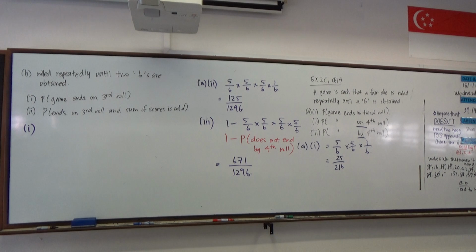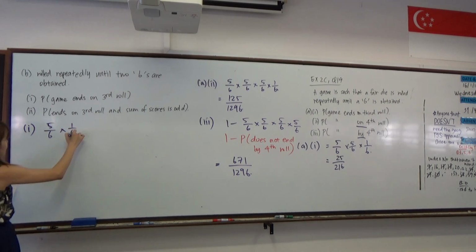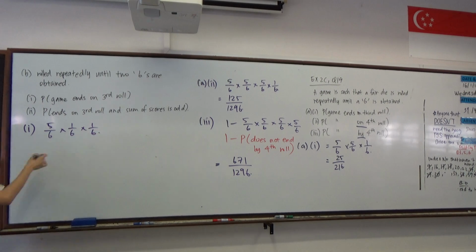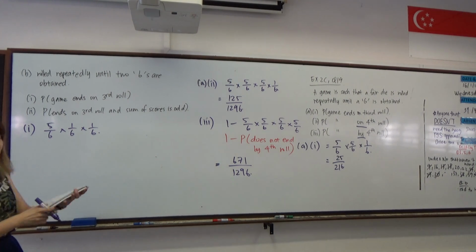Yes, Teresa, what's your answer? 5 over 6 times 1 over 6 times 1 over 6. So the game ends here. Rolled repeatedly until 2 sixes are obtained, ends on the 3rd row. Oh, okay. Sorry, my understanding is wrong.